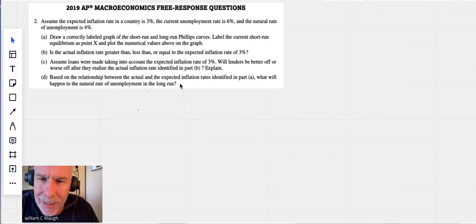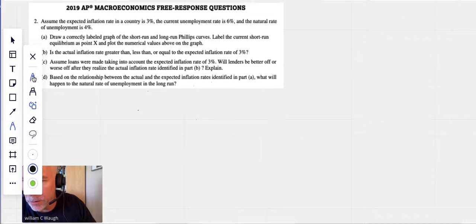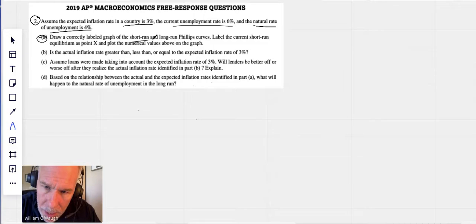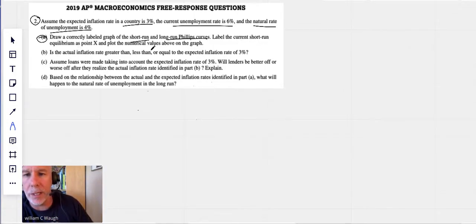Let's do 2019 AP Macro number 2. Blow through this pretty quickly, I think. We're assuming the expected inflation rate is 3%, the current unemployment rate is 6%, and the natural rate of unemployment is 4%. Draw a correctly labeled graph of the short run and the long run Phillips curve, label the current short run as point X and plot the numerical values.